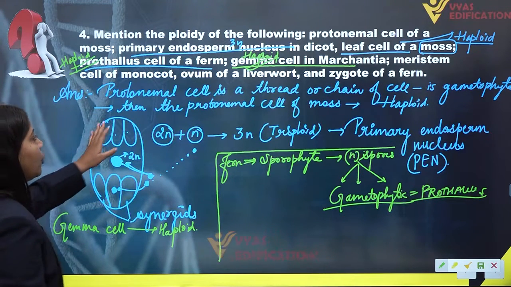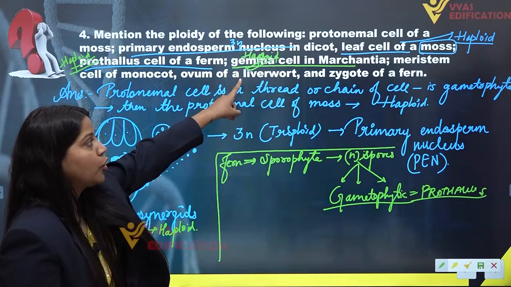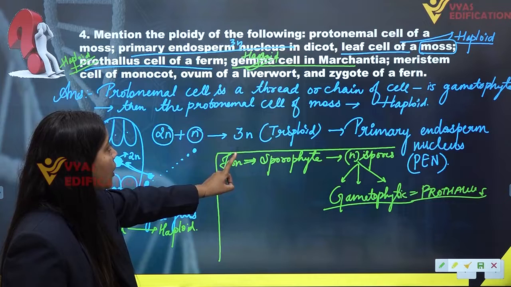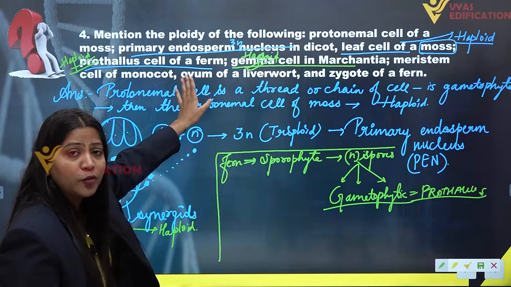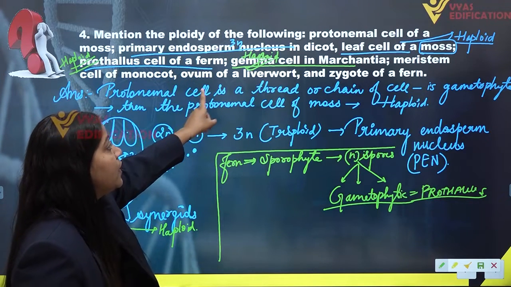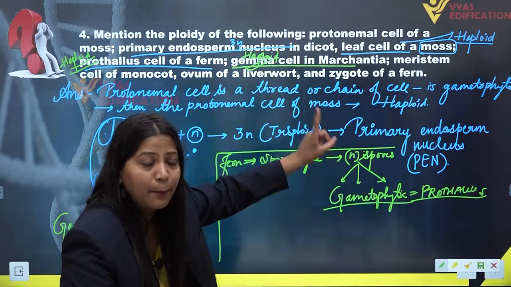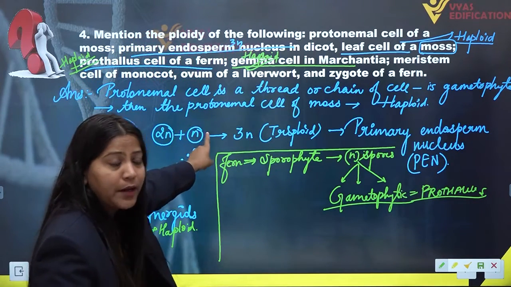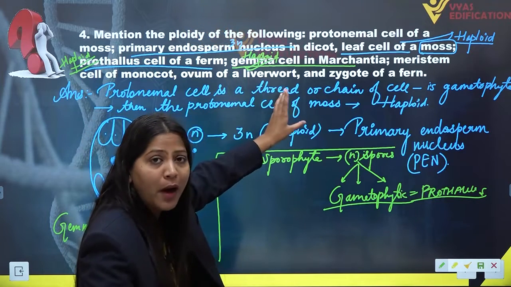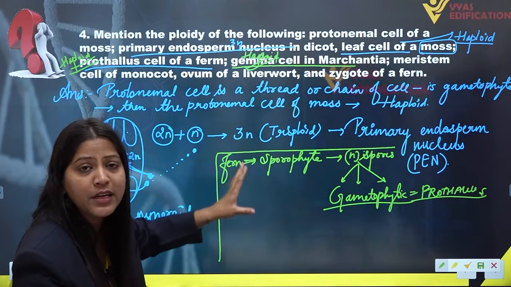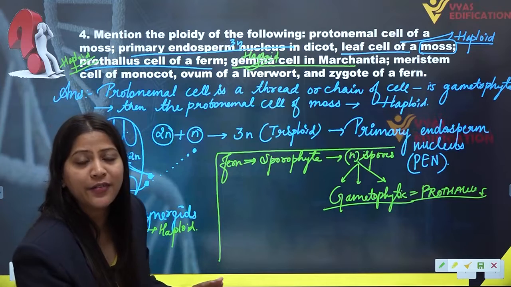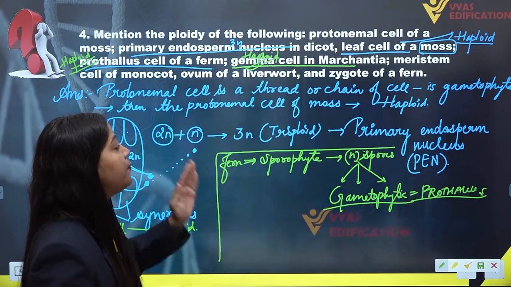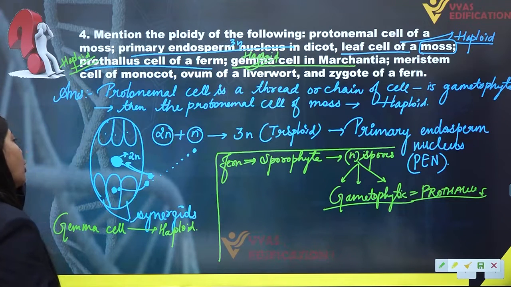All right. Protonema cell of moss is also haploid in nature. If we talk about the endosperm nucleus, the primary endosperm nucleus, that is triploid in nature. Leaf cell of a moss is haploid in nature. Prothallus of fern is also haploid in nature. Then the gemma cell of Marchantia is also haploid in nature, because the dominant plant body in them is gametophyte.